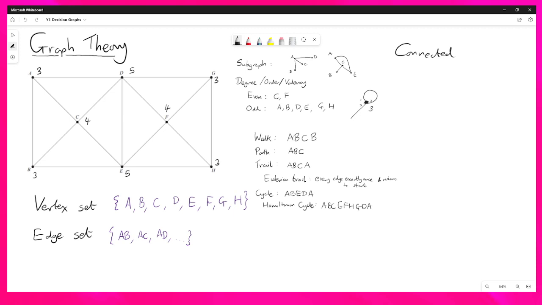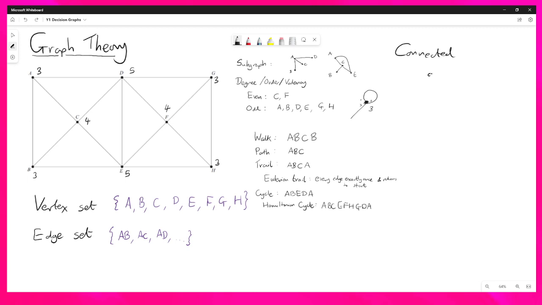Two vertices are known as connected if there is a path between the two vertices. So in this graph here, there is a path or a walk between every single pair of vertices. We then therefore say that the entire graph is connected.